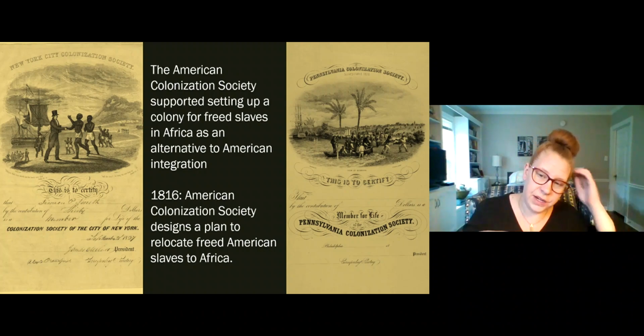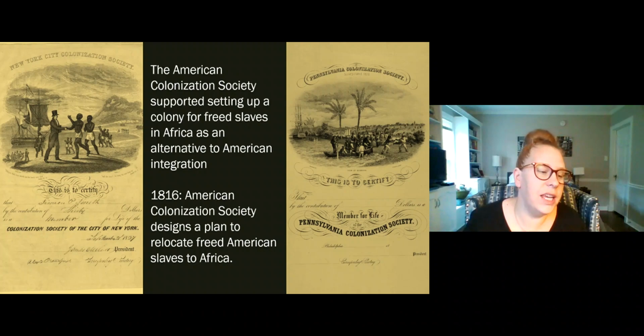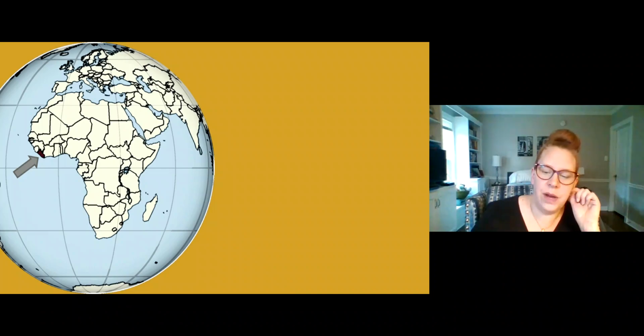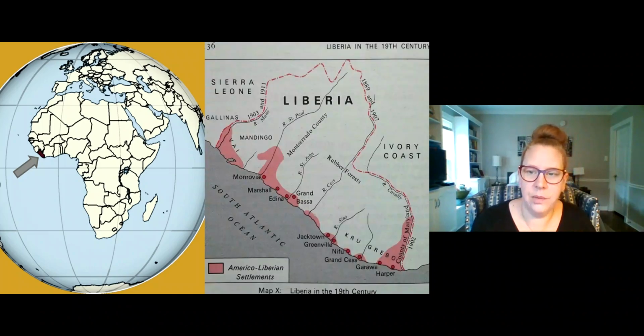So yeah, these are some of these manumission papers. Essentially, what they said was you can free your slave under the condition that they leave. Okay. So here's where Liberia is. It's right out on the edge of West Africa. There you go. All right.